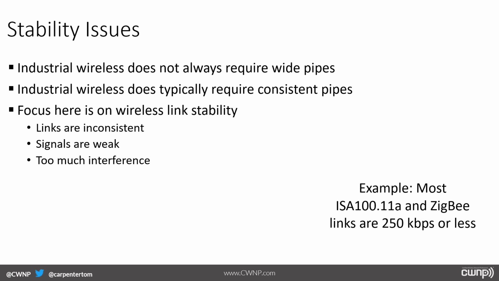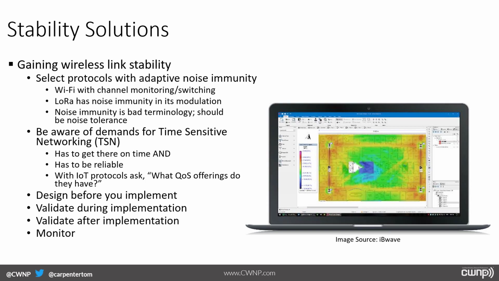So we always have to keep that in mind, especially for those of us that may have come from the Wi-Fi space where for years it was all about how do I get a bigger pipe? How do I get a higher data rate, in other words? And with industrial wireless, it's about how do I make it as stable as possible and get the data rate that I actually need. So solutions.